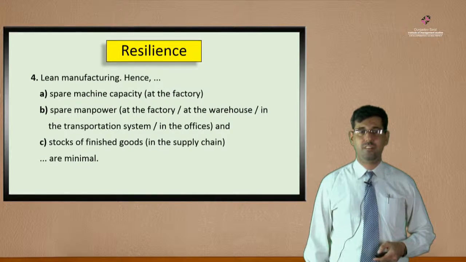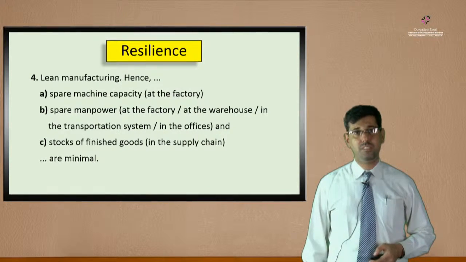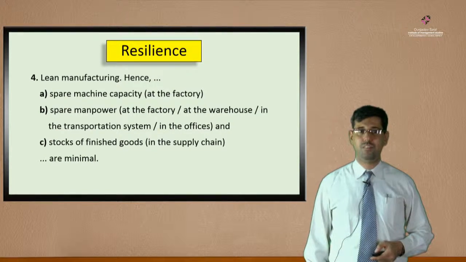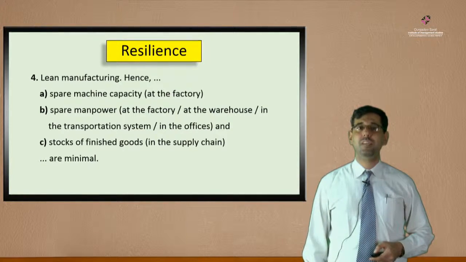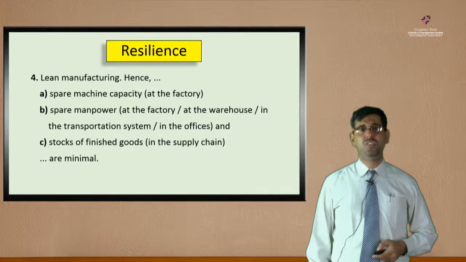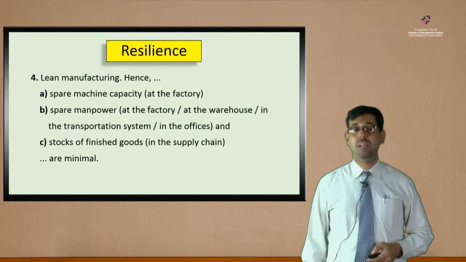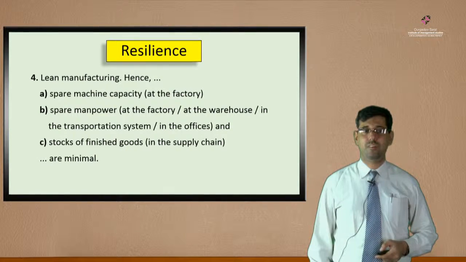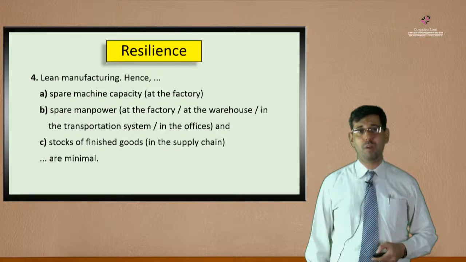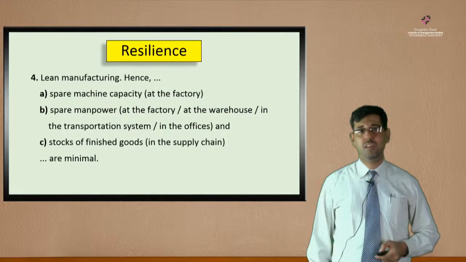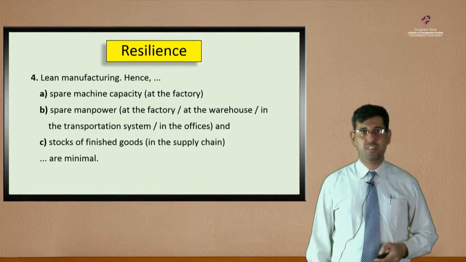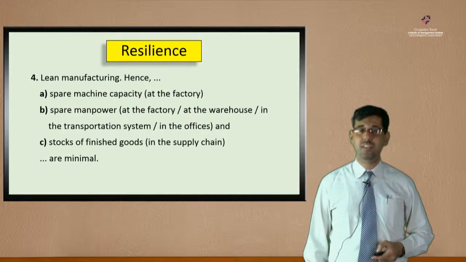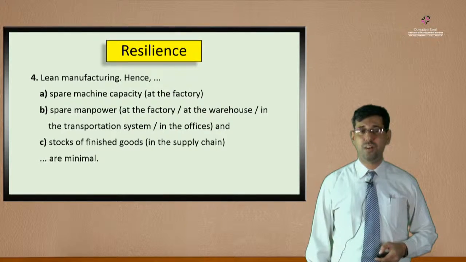Lean manufacturing. Companies also have adopted this philosophy to reduce the costs. Costs in terms of money invested in machines, money invested in having manpower, money invested in stocks of finished goods. But lesser machine capacity, lesser manpower, and lesser stocks of finished goods increase the probability of disruptions. Hence, because of these philosophies, the chances of disruption to supply chain have increased, and hence the company has to be more resilient to these disruptions.